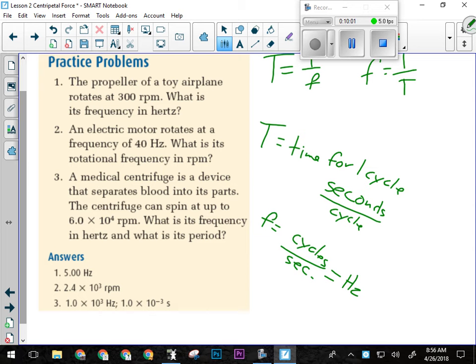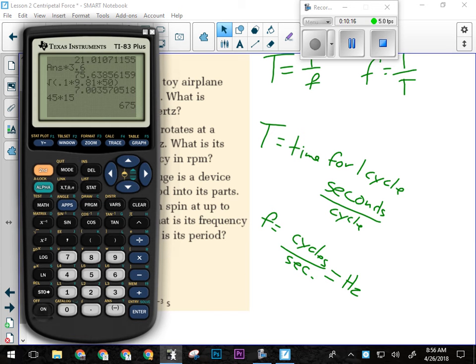It can spin at 6.0 times 10 to the 4 RPMs. What's its frequency in hertz and what's its period? So in hertz, we would take this number and divide by 60. We have 60,000 because that's what we're looking at there. So it's 1,000 hertz. That's fast. That's 1,000 times per second. Really fast. If I want to find out its rotational period, I go 1 over that number, right? Because T is 1 over F.